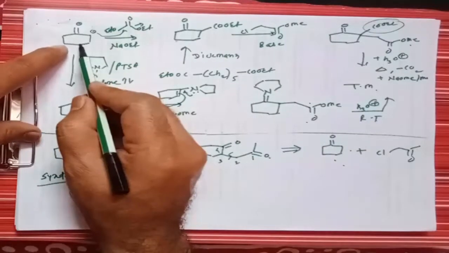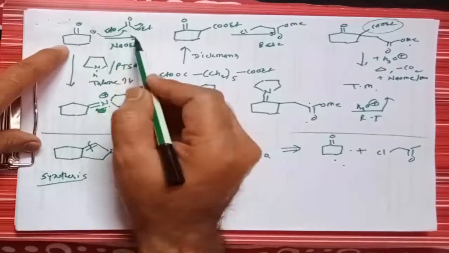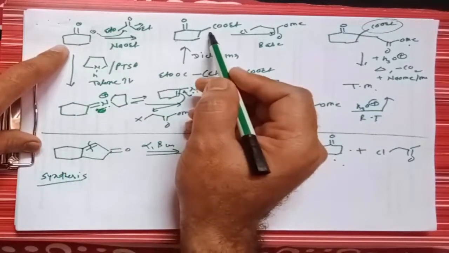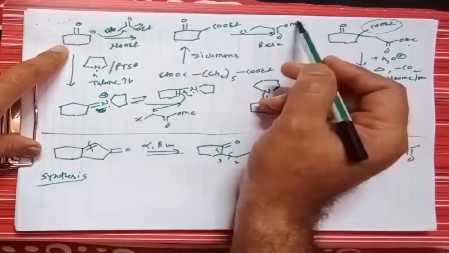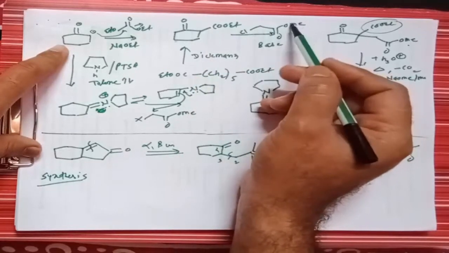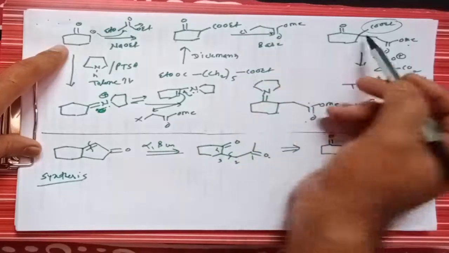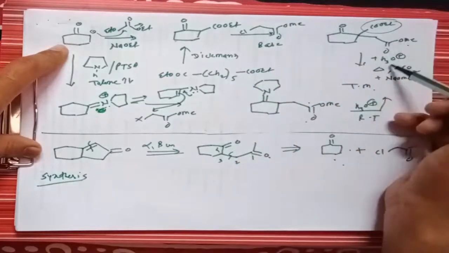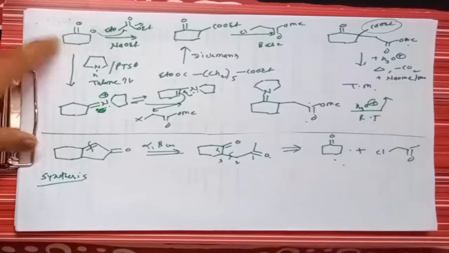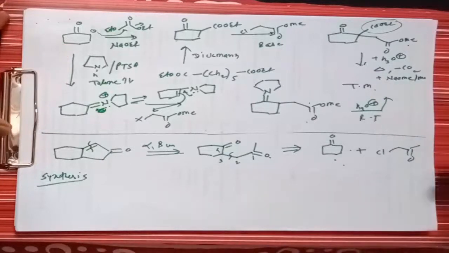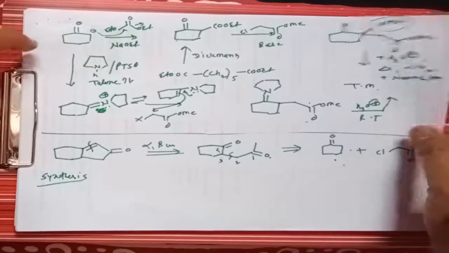That means we have to take cyclohexanone, then activate the position by introducing an ester group, and then instead of taking this ester we have to take methyl, right? Cl-CH2-C double bond O-Me, and then it gives this molecule, and after further hydrolysis and decarboxylation you get the target molecule. So you can try the synthesis of this molecule.